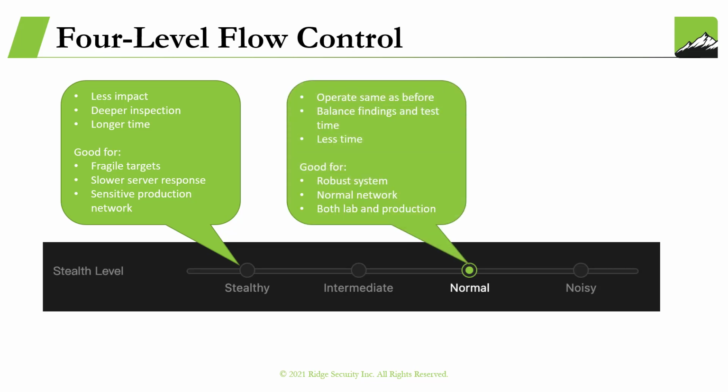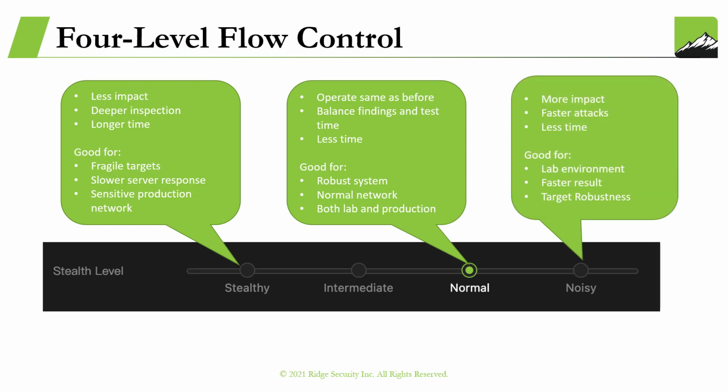Being normal means RidgeBot works in the same way as in the releases prior to 3.7. It balances the number of vulnerability and risk findings against the test time. For a robust and regular test environment, we expect the same result from the stealthy and normal modes. The normal mode appears to be superior while taking a lot less time.